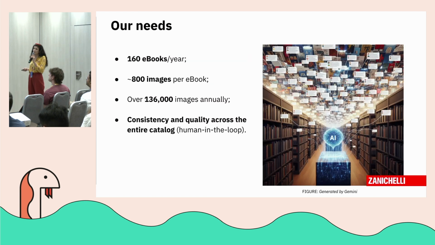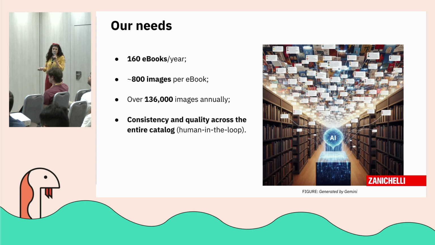And why are we using artificial intelligence? Because we are dealing with millions of images. For example, if you think that we produce 160 ebooks per year, which contain around 800 images, it means that we are dealing with 130,000 images.